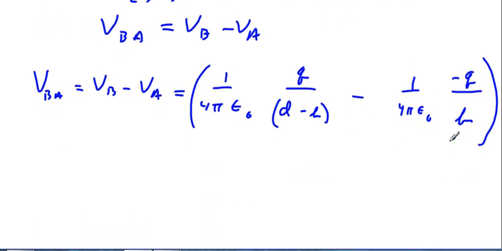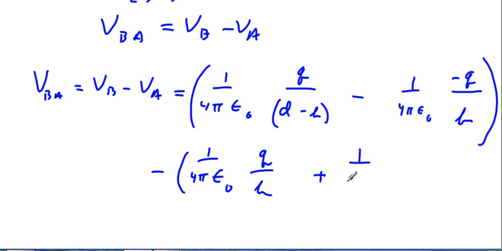Okay, now we're going to find minus the voltage at A. And the voltage at A is going to be 1 over 4 pi epsilon naught Q over b plus 1 over 4 pi epsilon naught minus Q over D minus b.